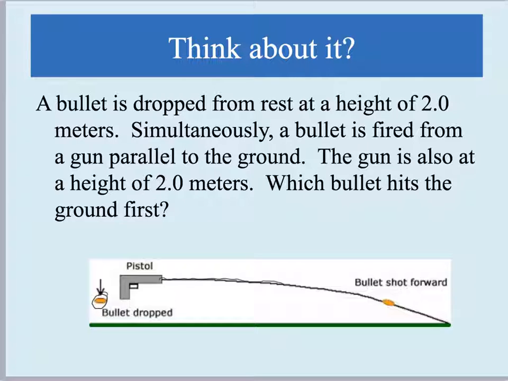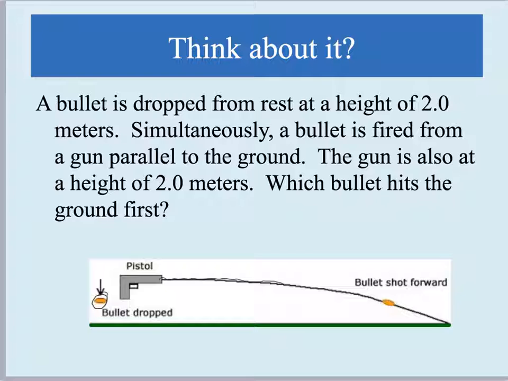If you think about it and you don't use proper physics, you might think, oh, the bullet that's moving forward has to stay in the air longer because it's got that forward speed. Well, that's not the idea. The idea is that gravity doesn't take a holiday on an object moving forward. It treats the object moving forward the same way it treats the object that's just falling. So the answer is tricky, and that's the idea that both objects hit the ground at the same time.